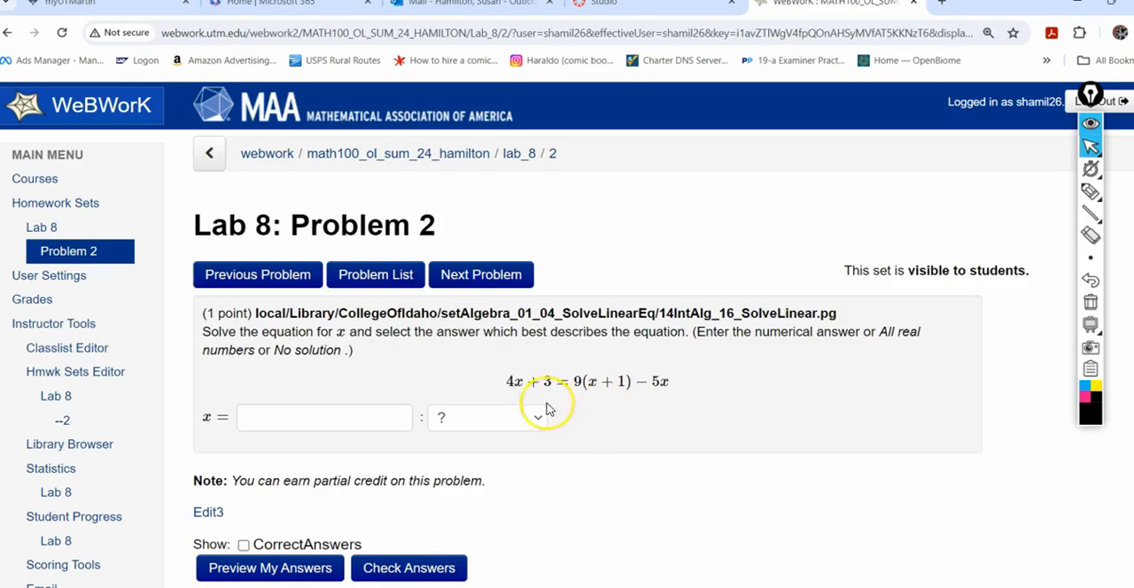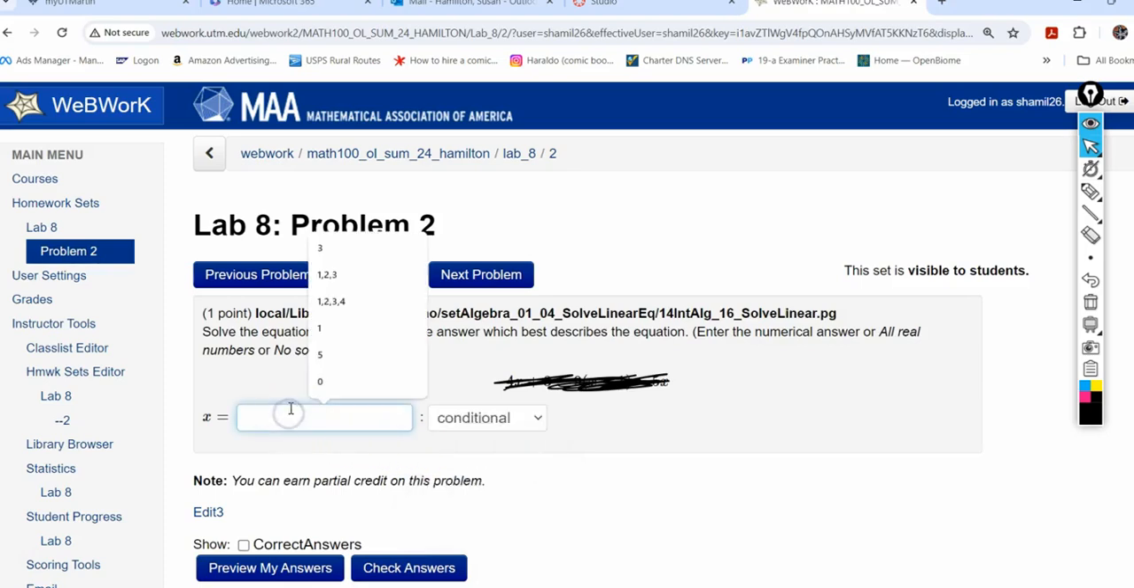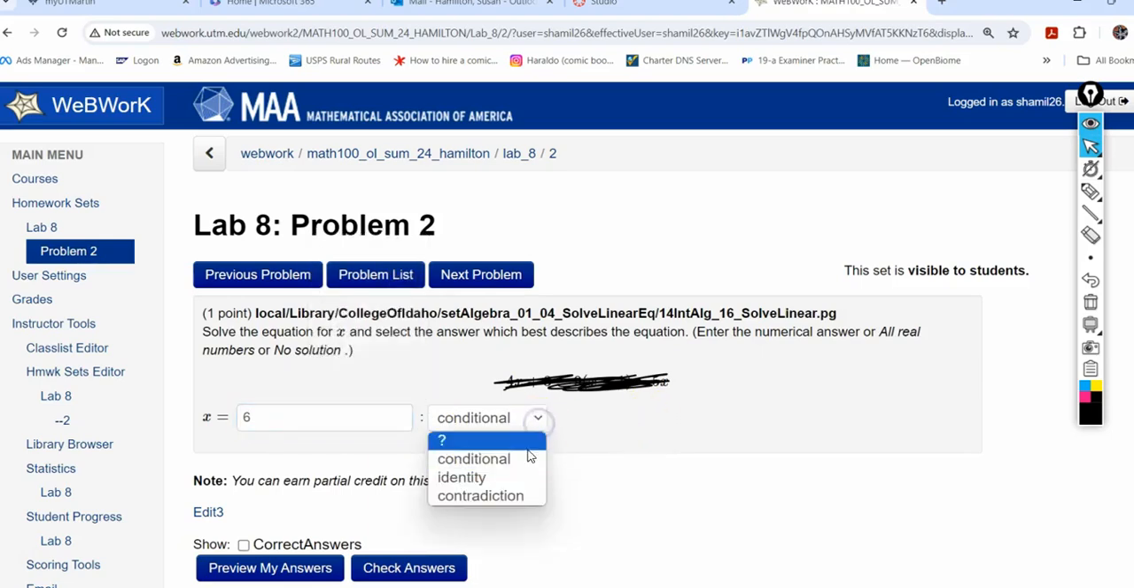This one, again, it's like the last one, but you have to actually give what kind was it. So again, pretend that we just solved the problem that we did in the lab. Okay, so for the one we did in the lab, that would have been a conditional. And we would have had x is equal to 6. Okay. Now notice here the selections are conditional, identity, or contradiction.